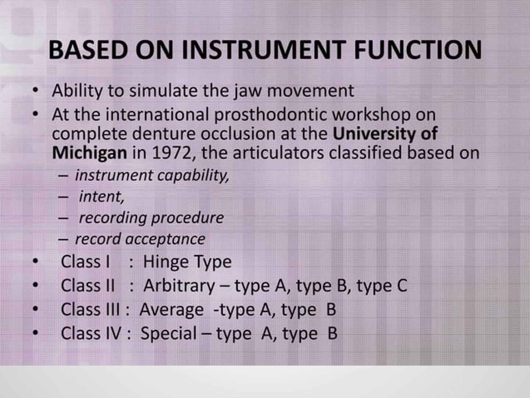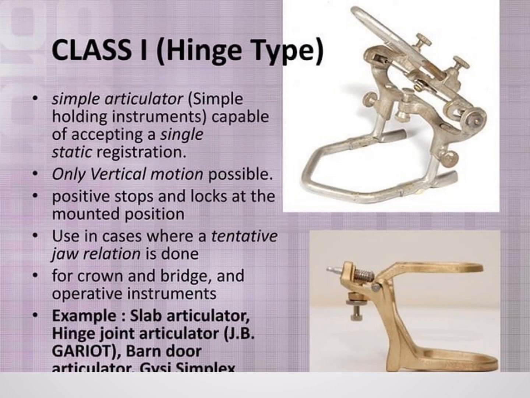In the International Prosthodontic Workshop at the University of Michigan in the year 1972, this classification came into existence, and this was based on instrument capability, intent, recording procedure, and record acceptance. There are four different classes under this classification. First is class 1, which is of hinge type. It is a simple articulator.